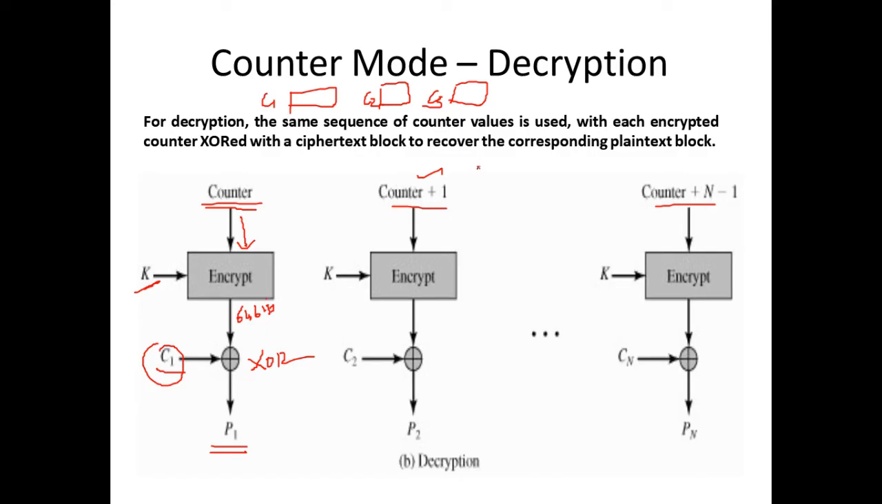Likewise, let's talk about decrypting ciphertext block 2. Here we increment the counter value, feed it to the encryption algorithm, and get 64 bits of output. We take this output and do an XOR with the ciphertext 2 to get the plain text 2. So that's how decryption happens in counter mode.